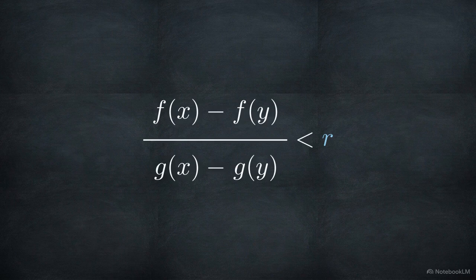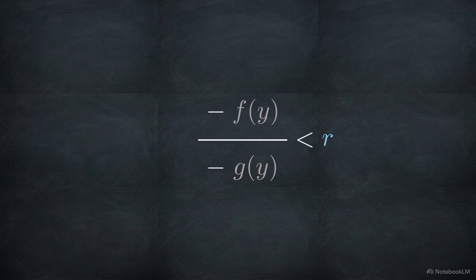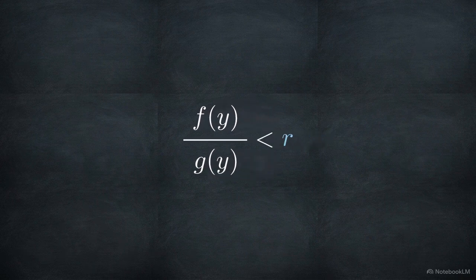Looking at this fraction, Rudin instructs us to hold the variable y completely stationary, while we push x toward our limit point. By definition, as x approaches the limit, both f of x and g of x evaluate to 0. The terms vanish entirely. The remaining negative signs cancel out, leaving us with the ratio of f of y over g of y bounded by r.